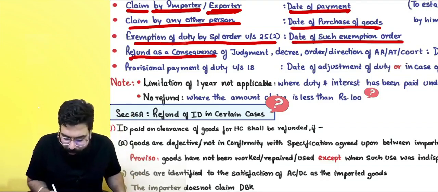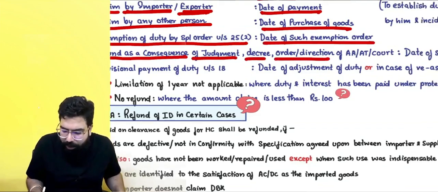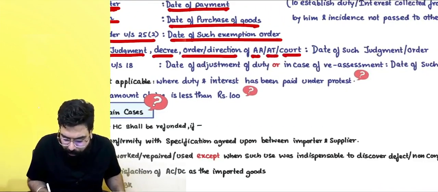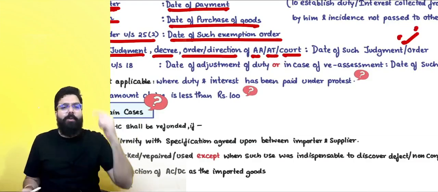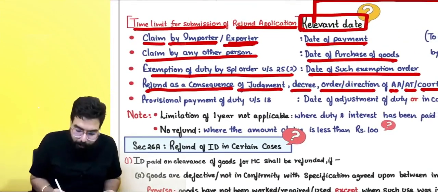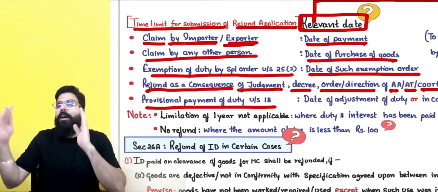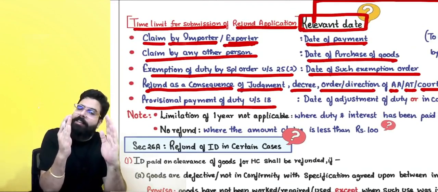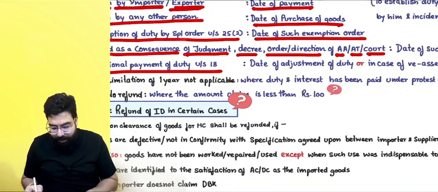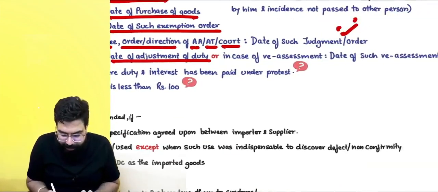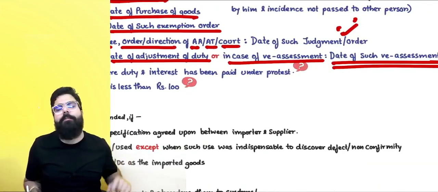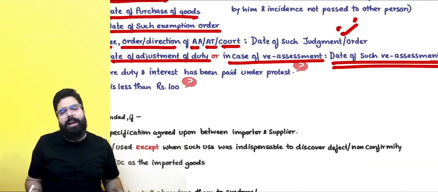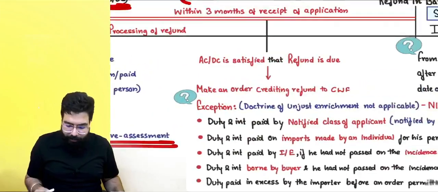Refund as a consequence of judgment, decree, order or direction of the appellate authority, appellate tribunal or court: from the day the judgment or the order is given, I will go ahead and apply within 1 year. Provisional payment I had done. Finalization happened, they did the adjustment. From the day they have done the adjustment, or in case of reassessment, the date of such reassessment, within 1 year I have to file an application for refund.